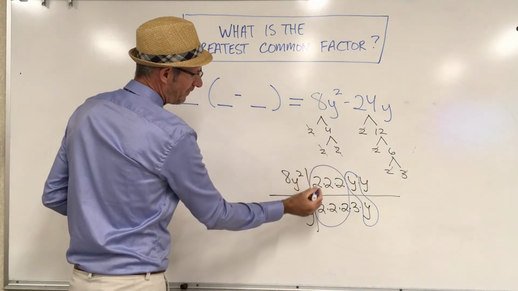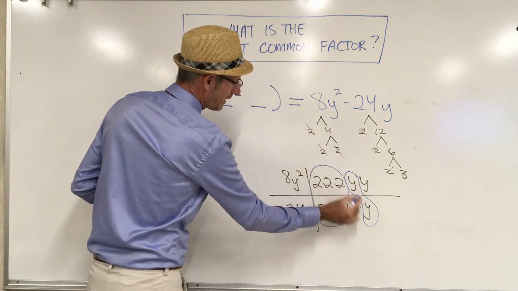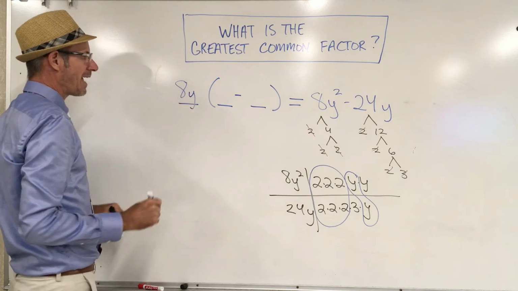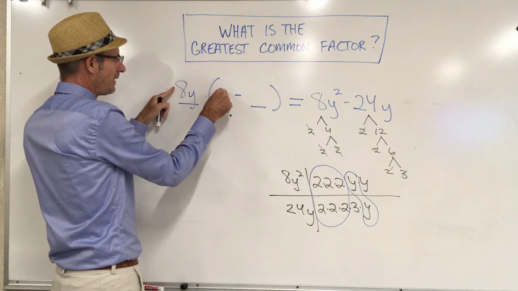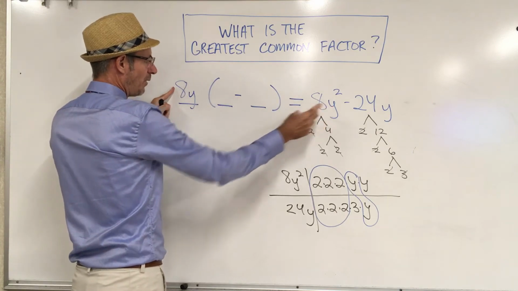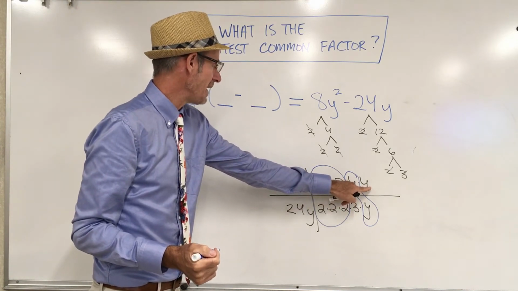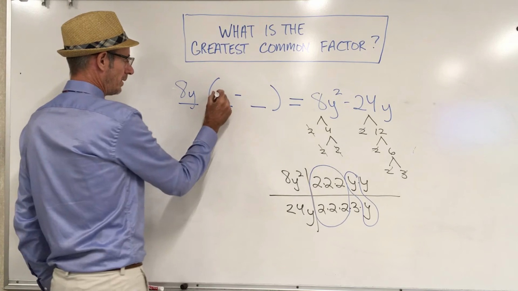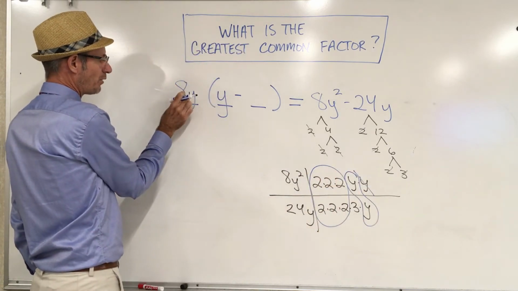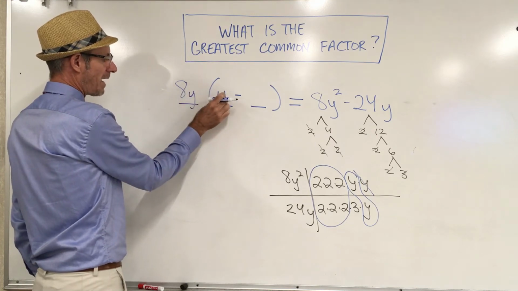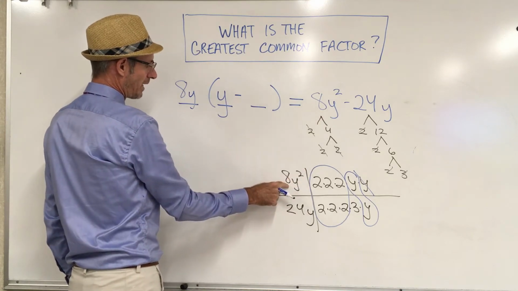So our greatest common factor is 2 times 2 times 2, so that's 8. And we also have a y in common, so we have 8y as our greatest common factor. Now we need to think about 8y times something is 8y squared. Well, it's going to be this leftover y right here. So 8y, which was the greatest common factor, multiplied by the leftover y, gives us our first term, 8y squared.